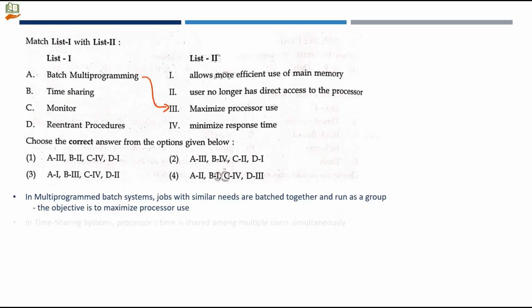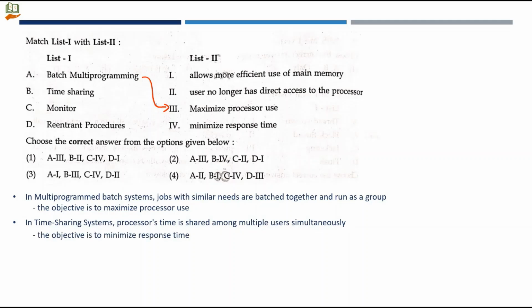What about time sharing systems? Processor's time is shared among multiple users simultaneously. Many people will be accessing the processor at the same time. The objective is to minimize response time. Time sharing will be mapping to 4, minimize response time. A3 and B4 is available in option number 2. The rest of the options can be cancelled.